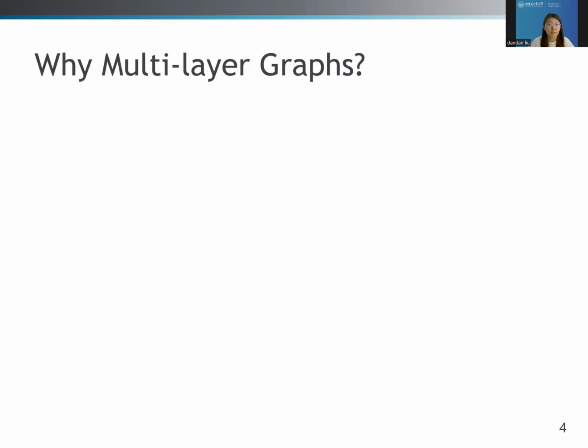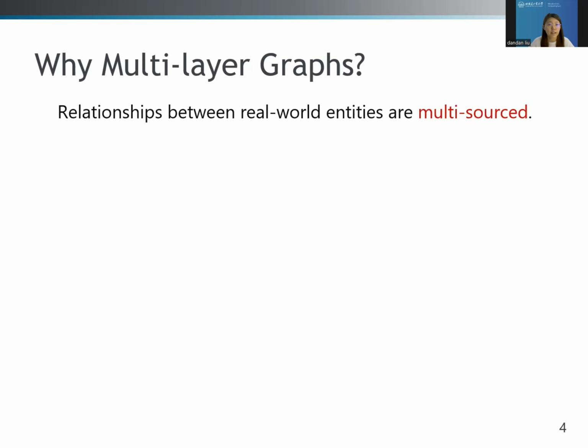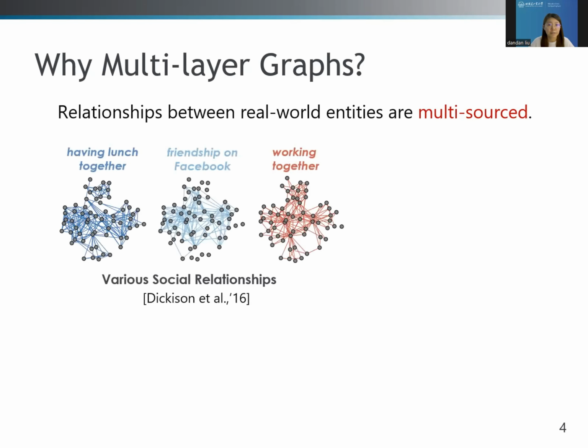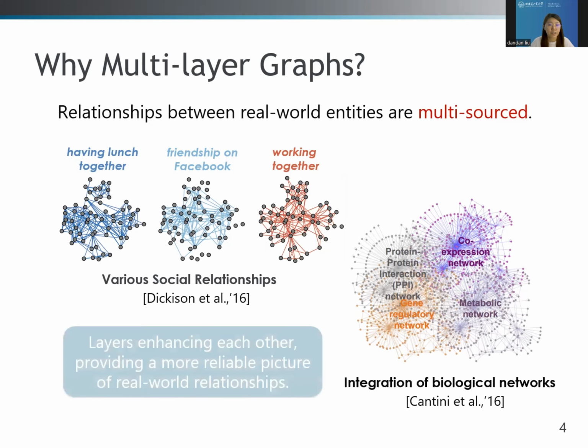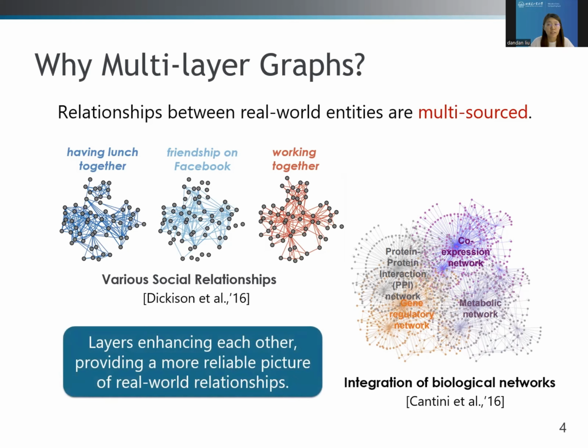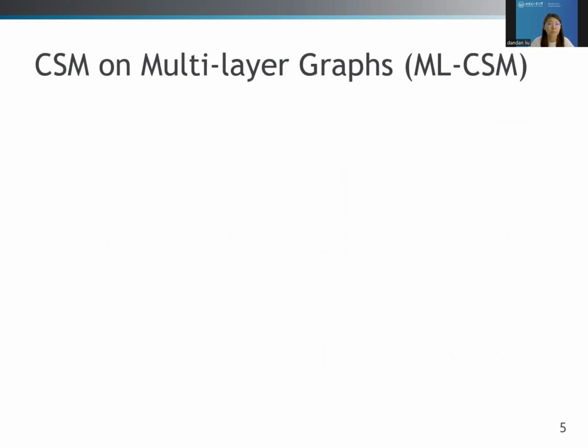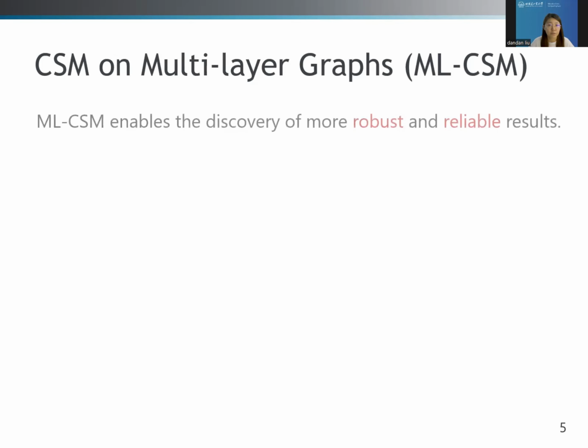Real-world relationships often originate from different sources, like diverse social relationships and multiple facets of genomic interactions. By representing these relationships using layers in a multilayer graph, we can obtain a more accurate picture of intricate real-world connections. Mining cohesive subgraphs from multilayer graphs uncovers more robust and reliable knowledge.